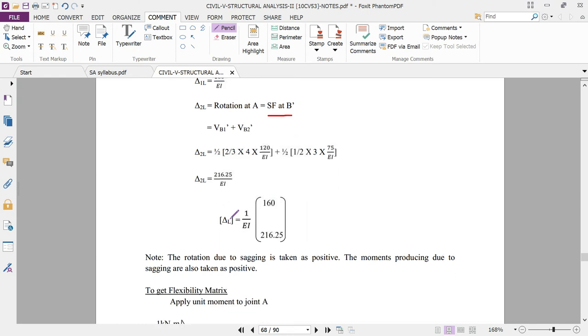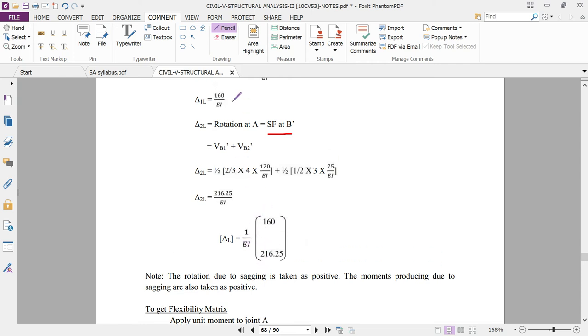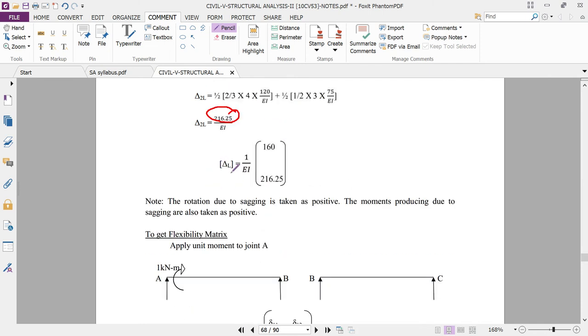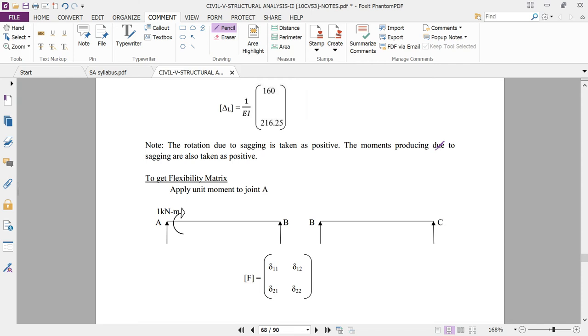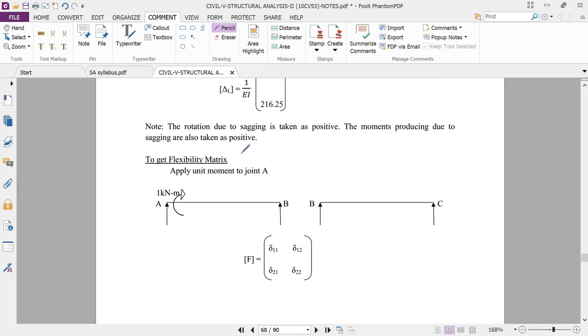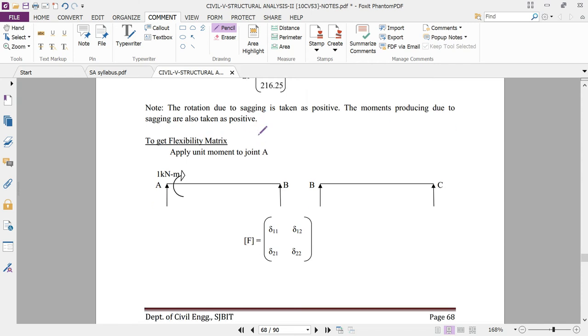Now finally we have the formula for delta L. Delta L is equal to 1 by EI as a constant outside the bracket, and inside the matrix you can write 160, that is the first value, and the second value is 216.25. These two values we get as delta L due to the loading. Now the rotation due to sagging is taken as positive, and the moment produced due to sagging is taken as positive. This point you have to understand.